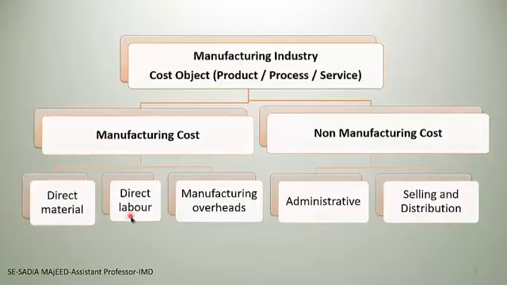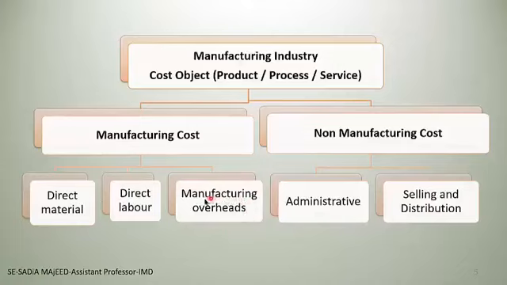The second classification of the manufacturing cost is direct labor. Direct labor, also known as touch labor, refers to those workers who directly work with machines or on the floor. Those workers, who are actually converting raw material into the final product, are known as direct labor, and their cost is considered direct labor cost, which is part of the manufacturing cost. The third element of the manufacturing cost is manufacturing overheads.